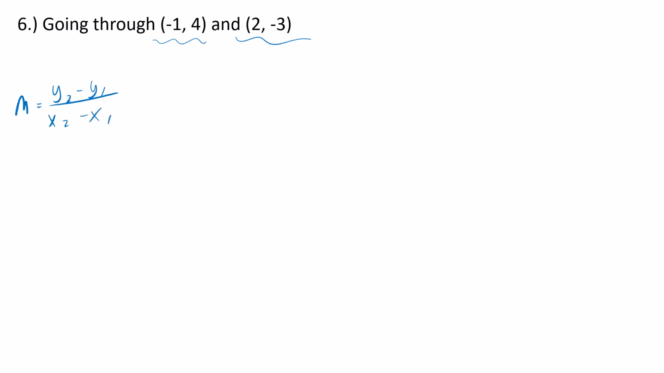And I need to pick a point 1 and a point 2. So I'm going to go ahead and pick the first point as point 1 and the second point as point 2. But you can pick them any way you want. And then we have to plug in to the formula. So this will be -3.